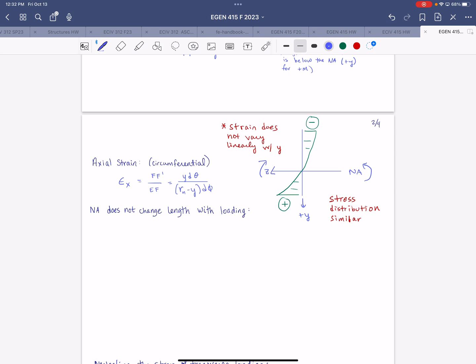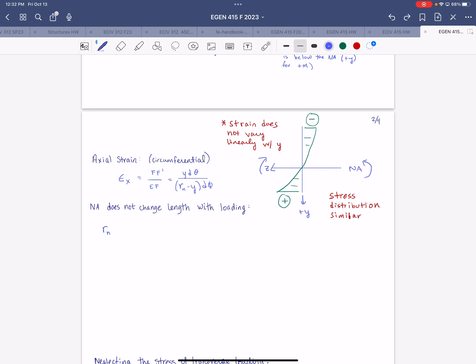All right, since the neutral axis does not change length with loading, that's built into the definition of the neutral axis, we can say that Rn times d phi, we said, was the length before loading. So that's equal to rho times d phi minus d theta, which is the length after loading at the neutral axis. Let's call this side the neutral axis length after loading, and this is the neutral axis length before loading.